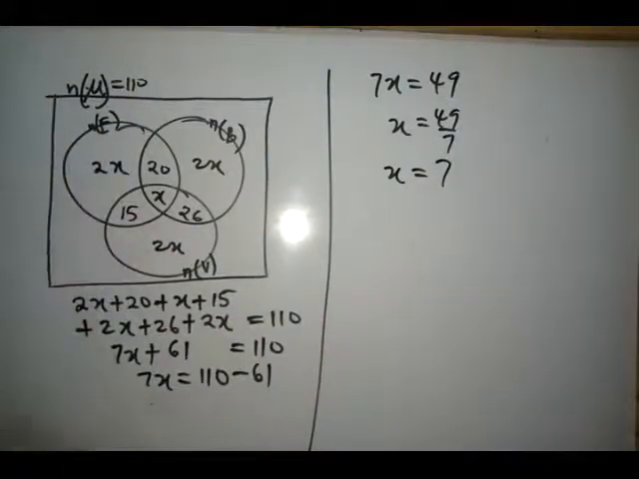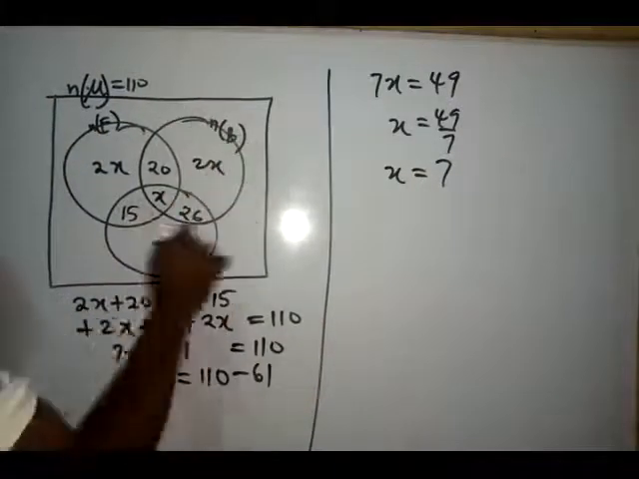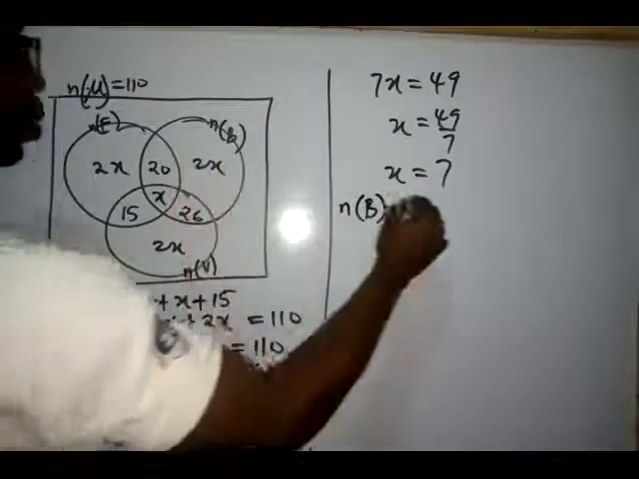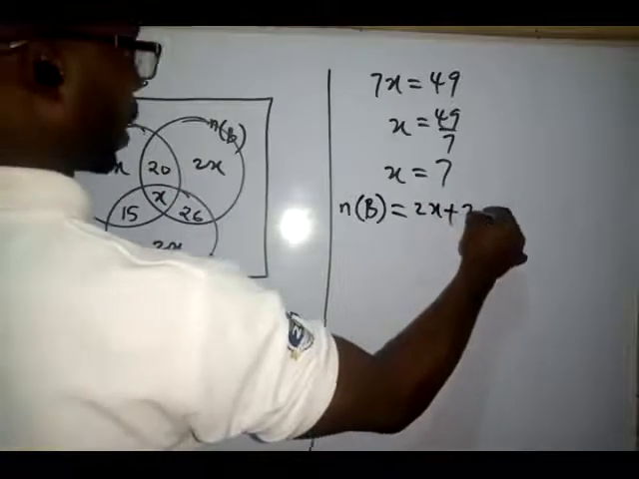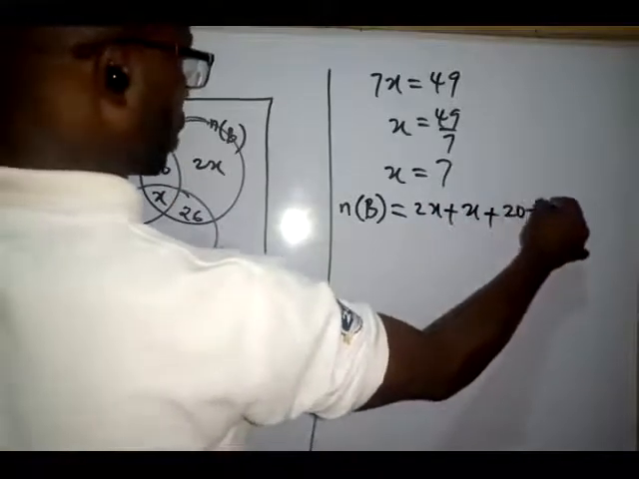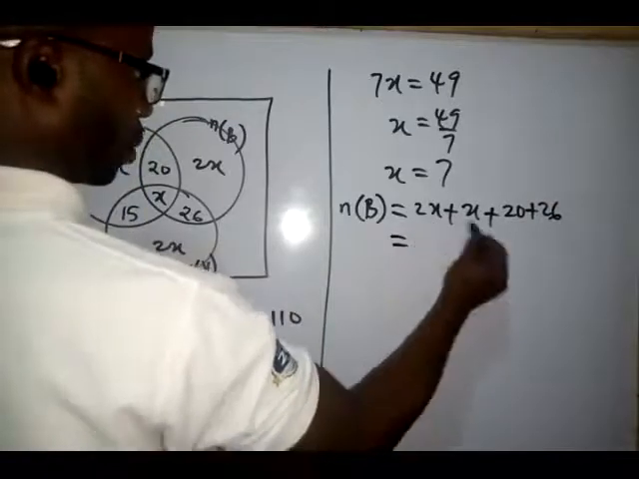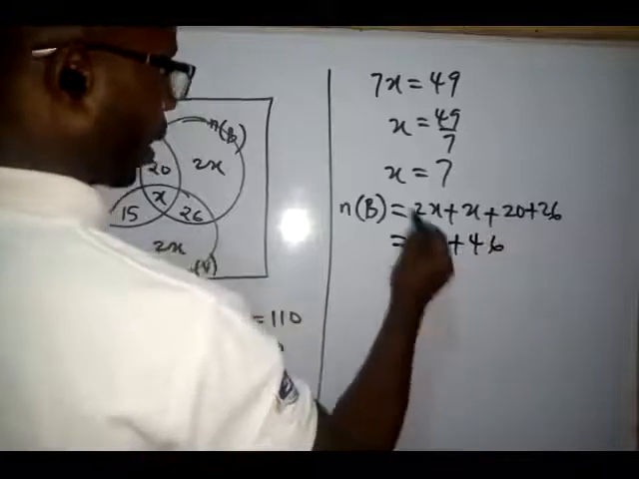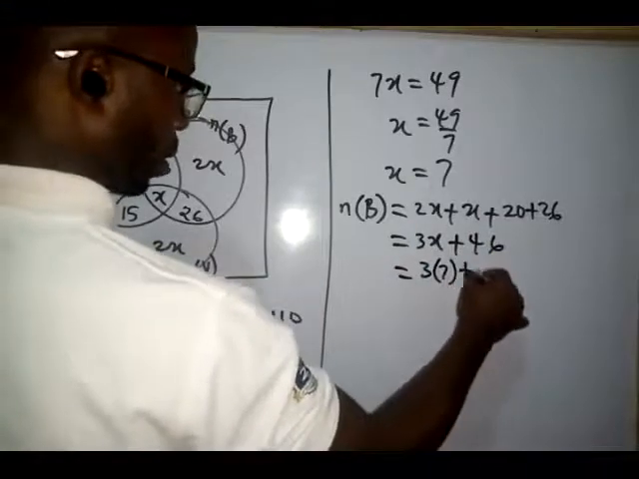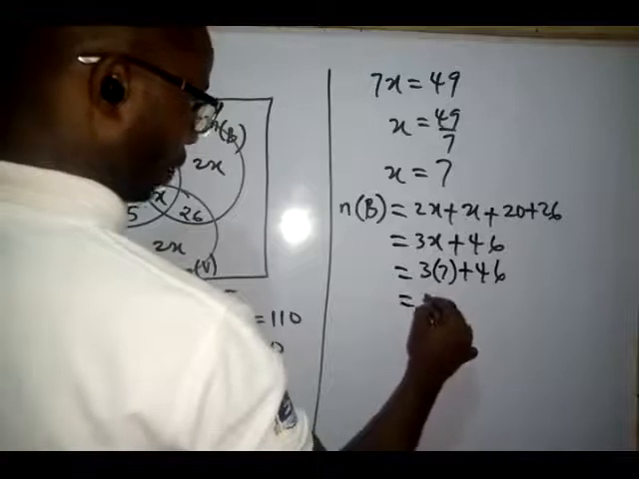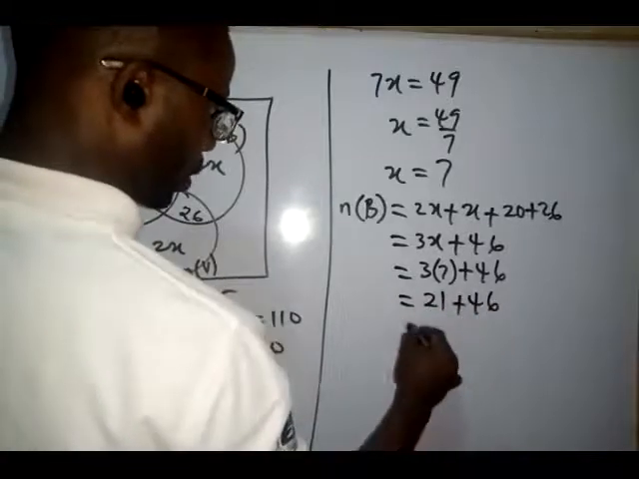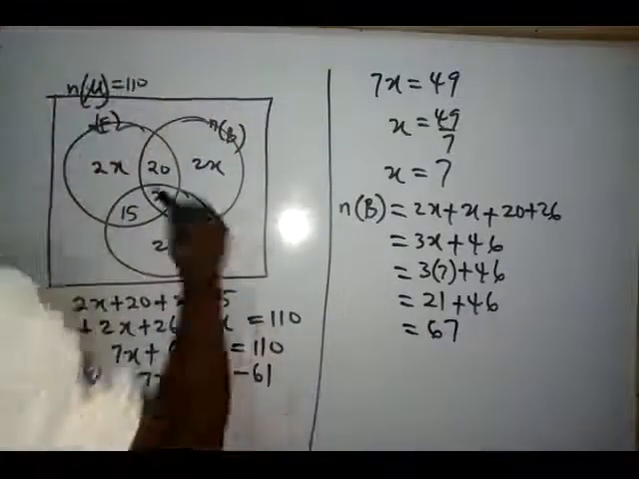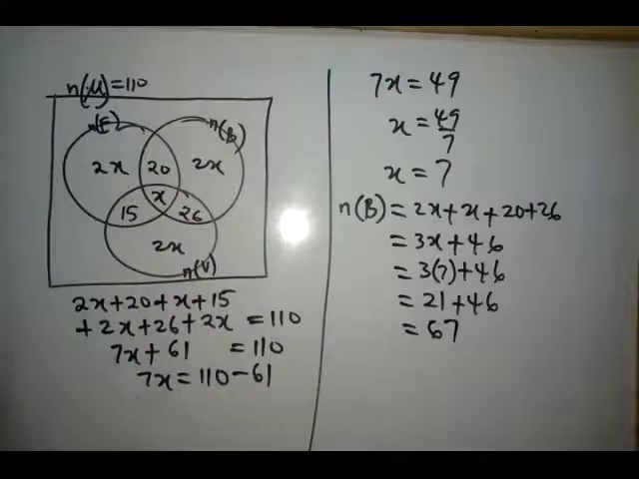So our x is 7. We are looking for people that play basketball altogether. So people that play basketball should be 2x plus x plus 20 plus 26, and this gives us 3x plus 46. Our x is 7, so 3 times 7 plus 46. We have 21 plus 46, and our answer is 67. 67 people altogether played basketball.